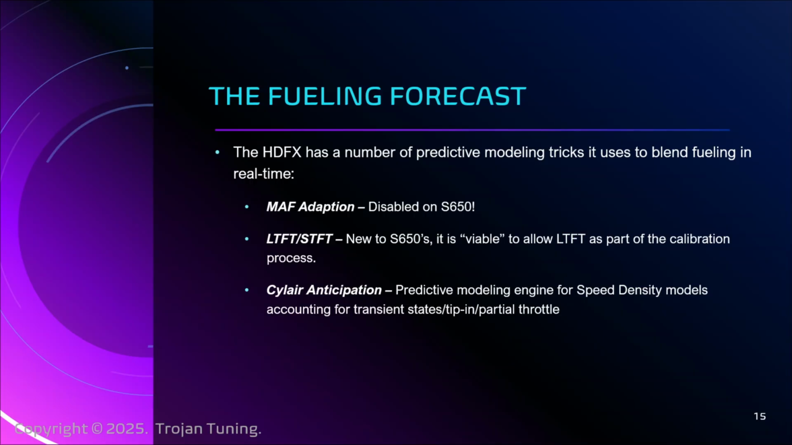And if we're going to tune our MAF and speed density, we have to worry about cylinder anticipation because we don't want the computer making some of those corrective calls if we're calibrating our core tables. The whole point is to get closer to truth without the computer helping us, right? So this is something we have to worry about. And so later on, when we start tuning, you'll see we turn this off, right? So that's one thing that can get in the way.